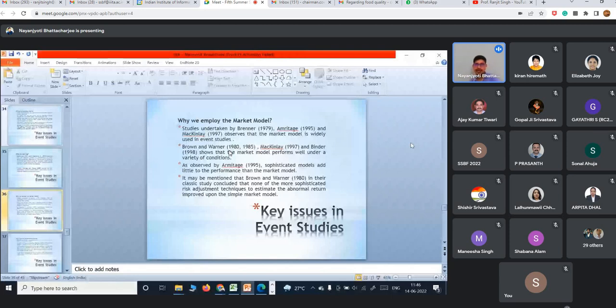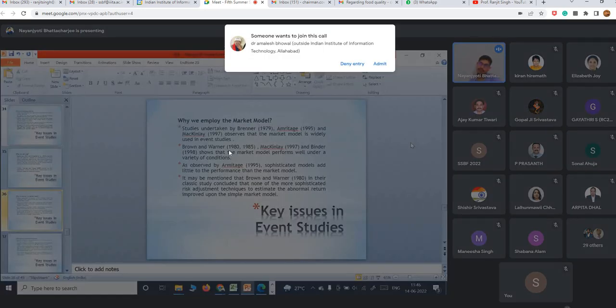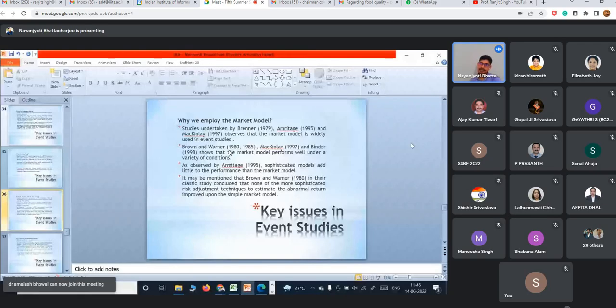Brown and Warner, MacKinlay, and Binder show that the market model performs well under a variety of conditions. Armitage emphasized that sophisticated models add very little to the performance of the market model. That means if you use a different sophisticated model, the normal returns that you estimate may not be any different from the estimation provided by the market model. So sophistication does not necessarily mean better results. Brown and Warner in their classic study concluded that none of the more sophisticated risk adjustment techniques to estimate the abnormal return improved upon the simple market model. So the simple market model works well under a variety of conditions, as the evidence documented in the literature shows.